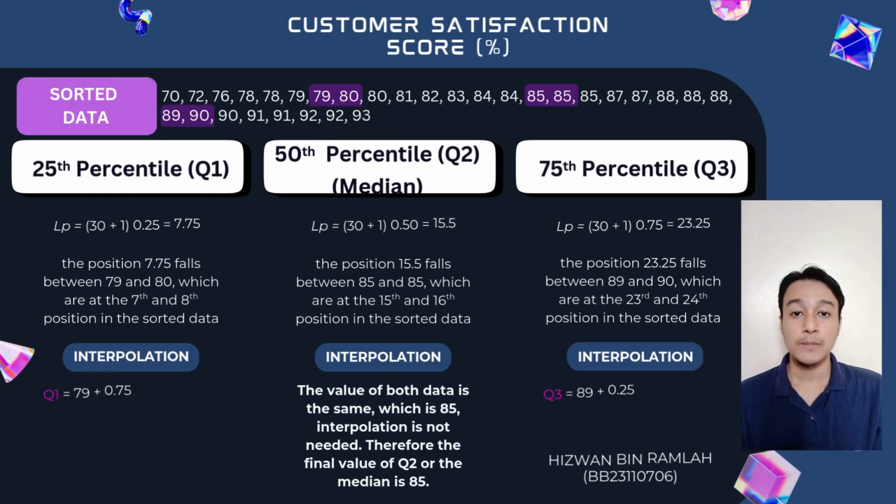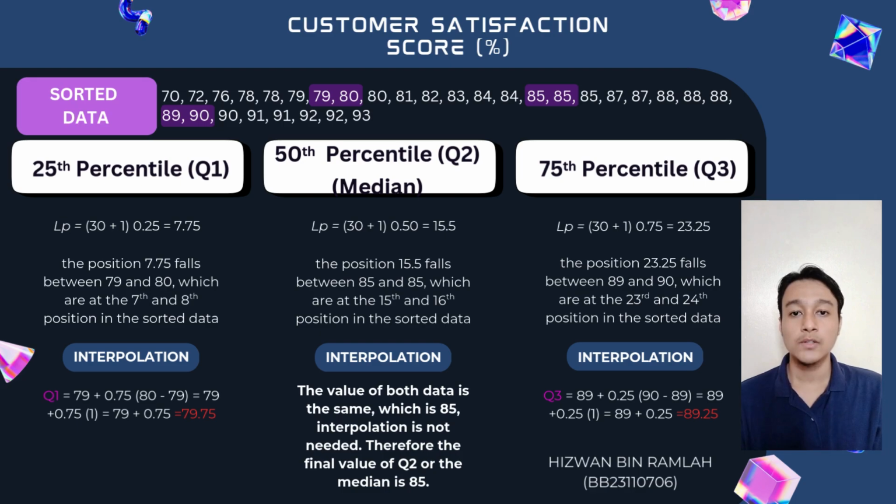Next I will explain the customer satisfaction score. First of all, we need to arrange the data in ascending order. For the 25th percentile, or Q1, the calculation is 30 plus 1 multiplied by 25 divided by 100, so it equals 7.75. The position 7.75 falls between 79 and 80. So the interpolation is 79 plus 0.75 multiplied by 80 minus 79, which equals 79.75.